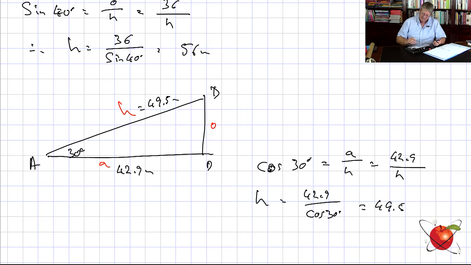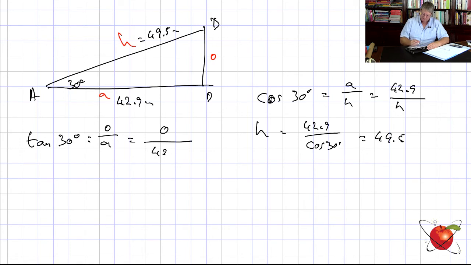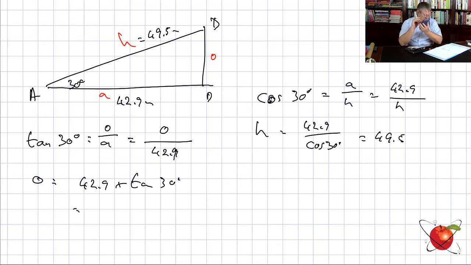Let's now work out O. How do I do that? Opposite over adjacent, so I can use tan of 30 degrees is opposite over adjacent. Fill in what we know. Opposite I don't know, but adjacent is 42.9. Therefore, opposite is 42.9 times tan of 30 degrees. And I go 42.9 times tan. Let's have a look.